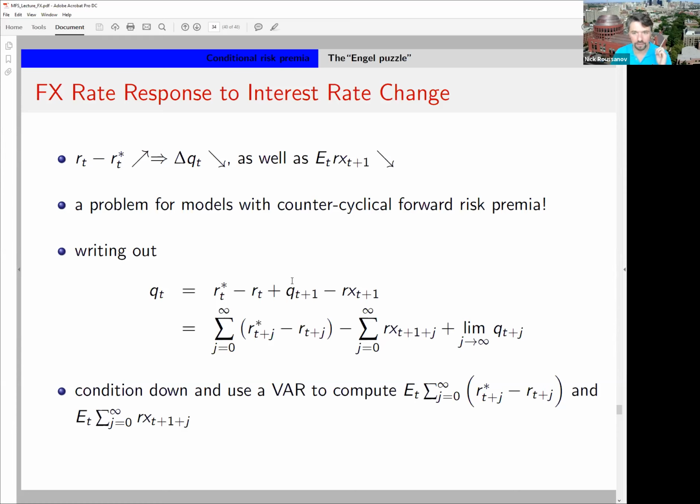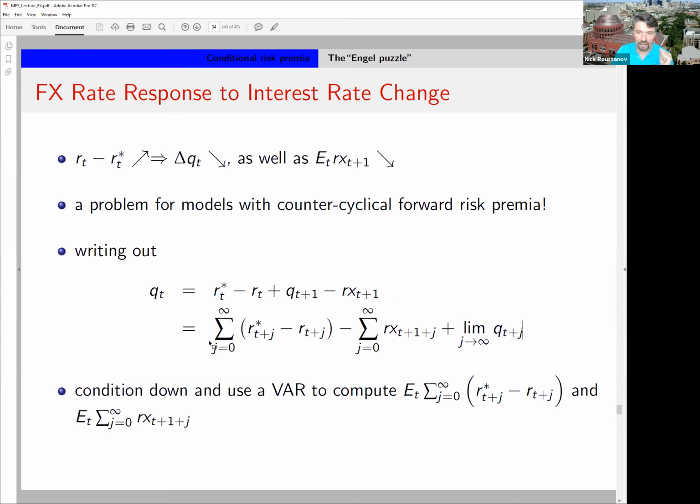If you do a Campbell-Shiller type decomposition, you basically write a real exchange rate as a forward-looking price, and we write it as a sum of future cash flows, which is future interest rate differentials, and future excess returns that you earn on that currency, plus, of course, that transversality term that we talked about earlier. Most of this analysis, in Engel's papers as well as Jiang's paper, generally assumes that the real exchange rate is stationary, which, as Adrien talked about, is a reasonably good assumption.